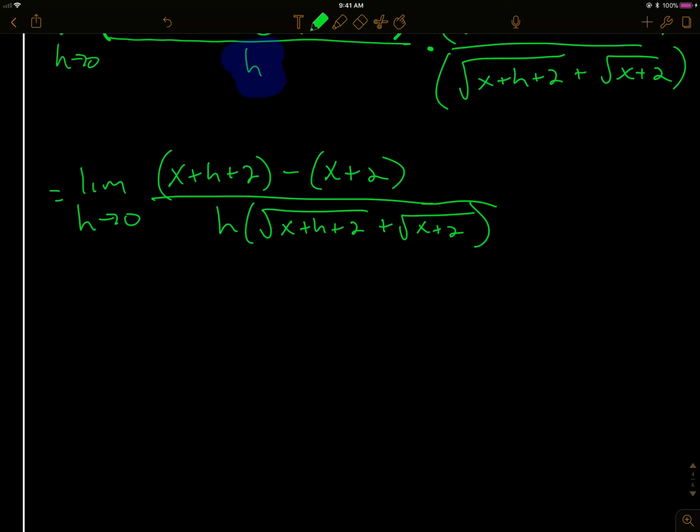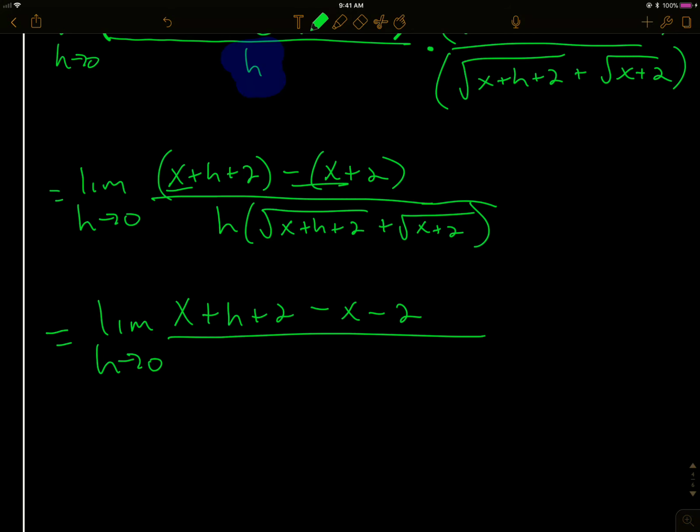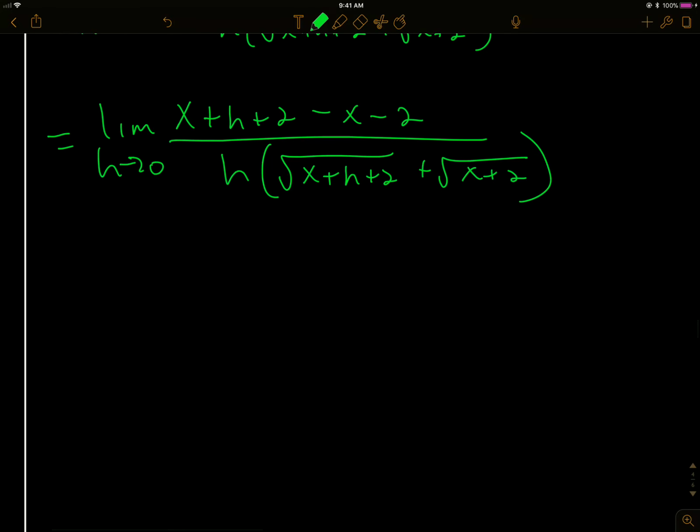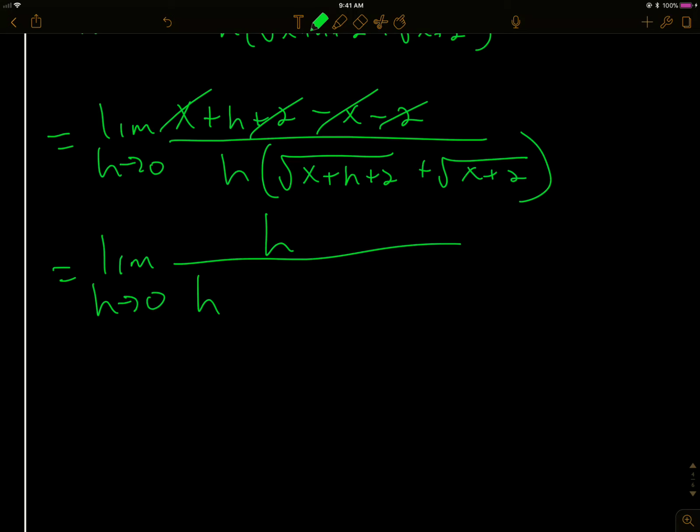Now I can simplify the top. I've got x minus x. Well, I guess I'll write it out: x plus h plus 2 minus x minus 2, all over h times the square root of x plus h plus 2 plus the square root of x plus 2. Now in the numerator, anything that doesn't have an h in it should cancel: x minus x, 2 minus 2. So I'm left with h over h times the square root of x plus h plus 2 plus the square root of x plus 2.